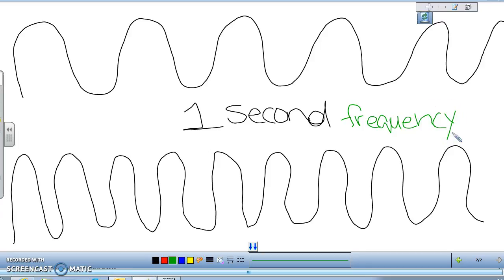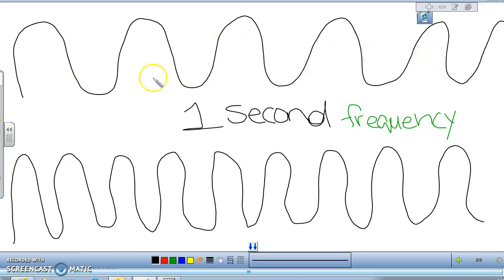So let's say we have 1 second of music playing. This is a mechanical transverse wave. This is also a mechanical transverse wave because they go up and down. So if I wanted to know which one of these waves has the higher frequency, I want to make sure that I measure both of them in the same amount of time. So again, both of these played in 1 second. And then I figure out which one has more waves.